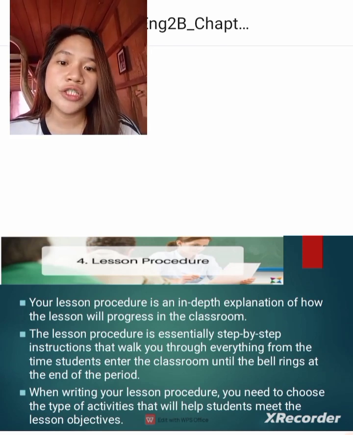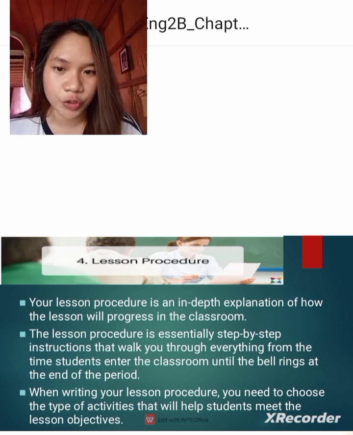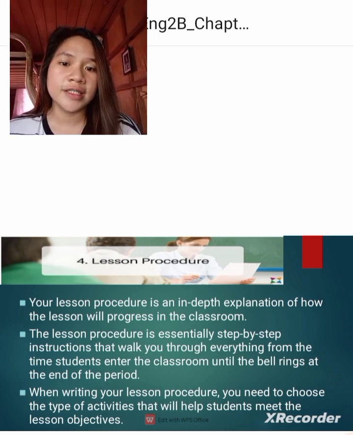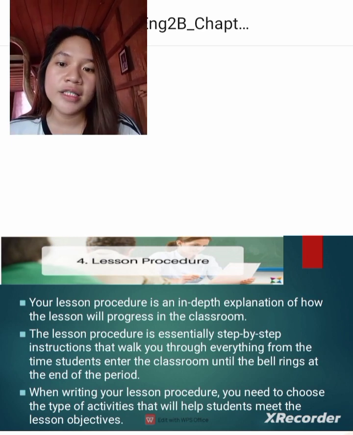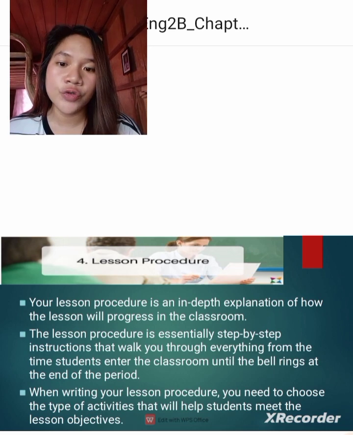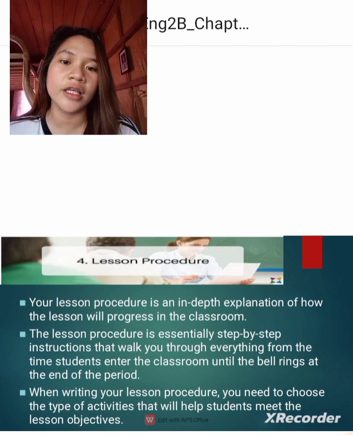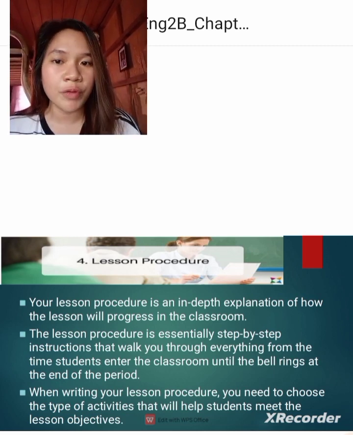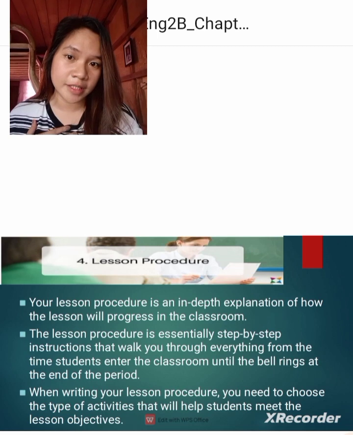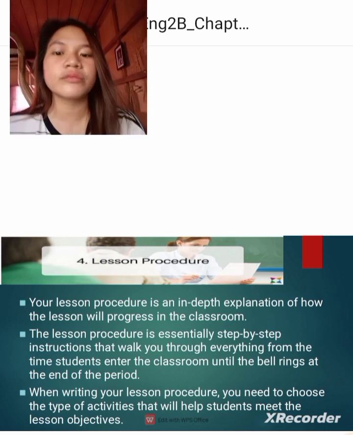Fourth, your lesson procedure is an in-depth explanation of how your lesson will progress in a classroom. The lesson procedure is essentially step-by-step instructions that walk you through everything from the time students enter the classroom until the bell rings at the end of the period. There is a lesson procedure, diri ang kanang in-depth explanation o kung saan nimo pag-deliver sa lesson para masabtan sa estudyante if ever during the learning process in the classroom.